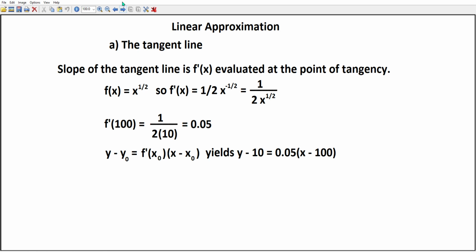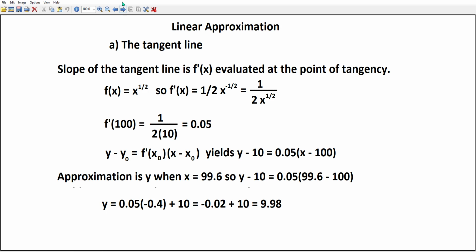Now we just plug into point slope. y minus y naught is m, which is f prime of x naught, times x minus x naught, and we get y minus 10 equals 0.05, the slope we calculated, times x minus 100. Our approximation is the y value when x is 99.6, so y minus 10 is 0.05 times 99.6 minus 100, and doing the algebra, we end up getting 9.98.